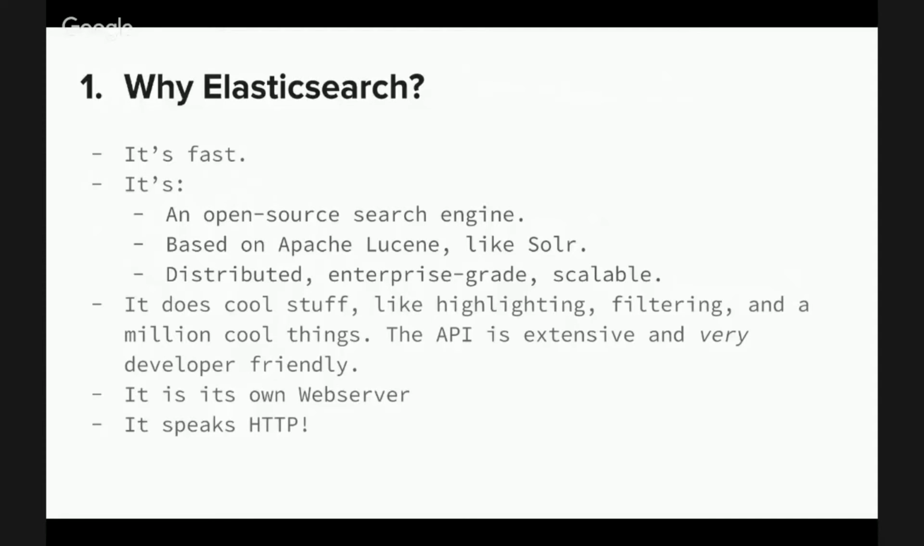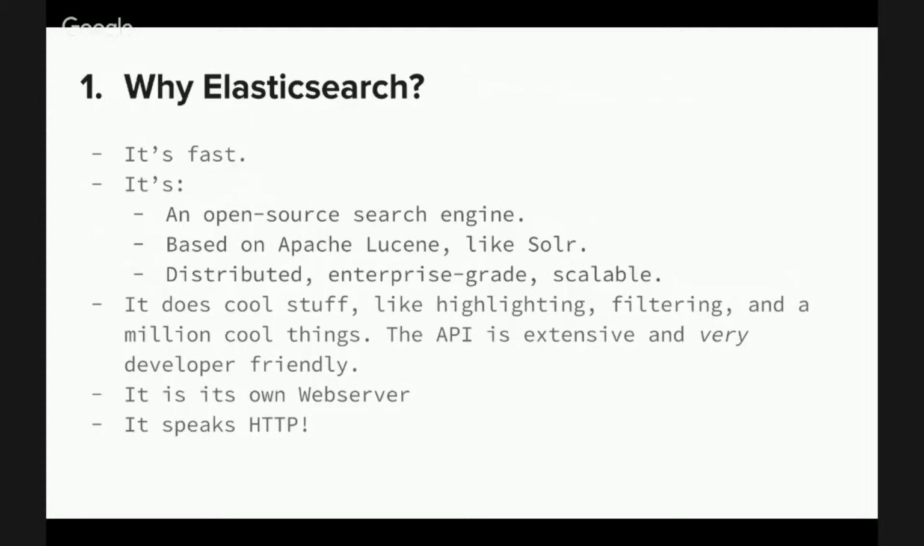Elasticsearch is, at its core, an open source search engine. It's based on Apache Lucene, just like Solr. It's distributed, it's enterprise grade, and it's scalable. So from really small sites to really big ones, it can handle a lot of data, and it can also work for really small use cases. And honestly, it just has a very rich API. It's very developer friendly. It's easy to run queries. There's a ton of documentation and a huge, huge community around it, so it's easy to find what you are looking for.